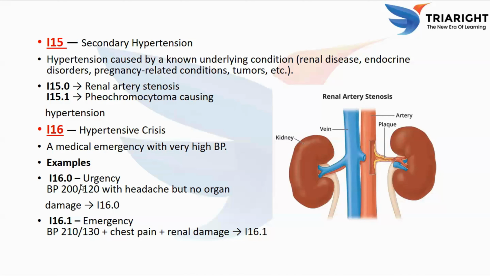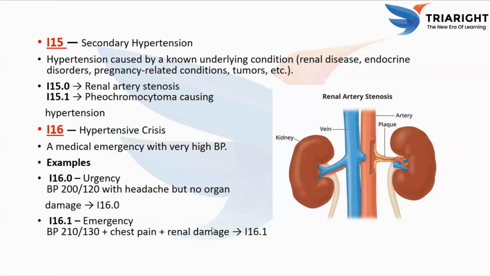So I16, what are the examples? I16.0 for hypertensive urgency, I16.1 for hypertensive emergency. So what are the differences between urgency and emergency? Urgency is nothing but a severe BP elevation, for example 200 by 120 mmHg, without target organ damage. So this condition is named hypertensive urgency. What symptoms will you see over here? Headache, dizziness, and also anxiety.